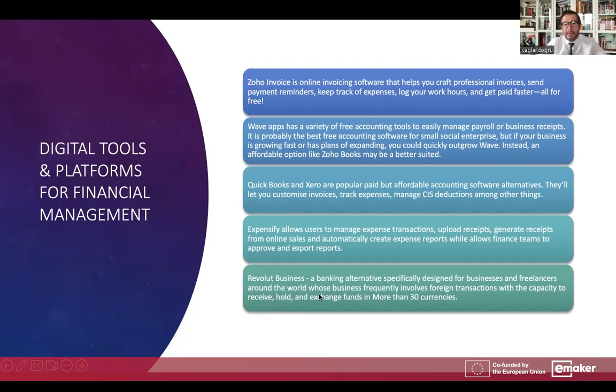Also Expensify, another program. It allows us to manage expense transactions, upload receipts, and generate receipts from online sales. For tracking online sales, Expensify is a good solution here. And also Revolut Business, a banking alternative specifically designed for businesses and freelancers for their foreign transactions. You know that sometimes it's very hard to get your money from another country because of currency differences. But Revolut Business tries to lower these costs.